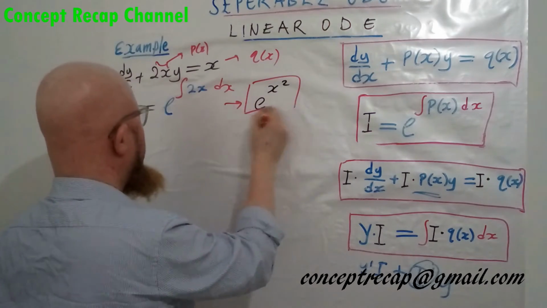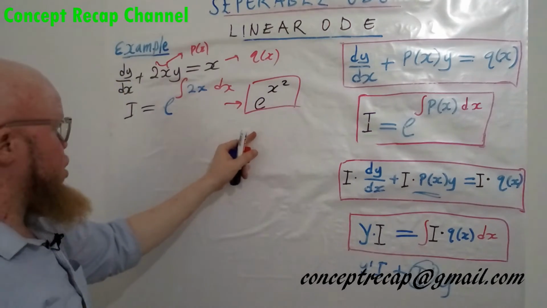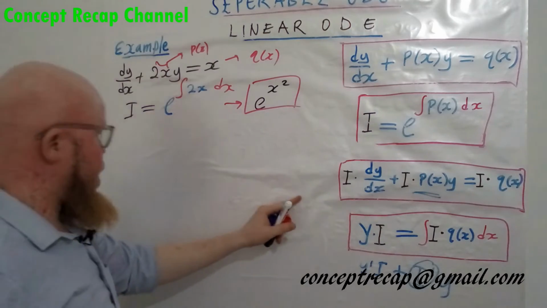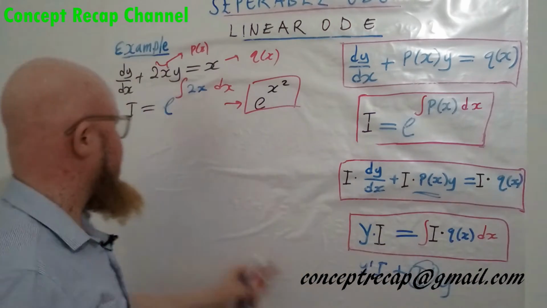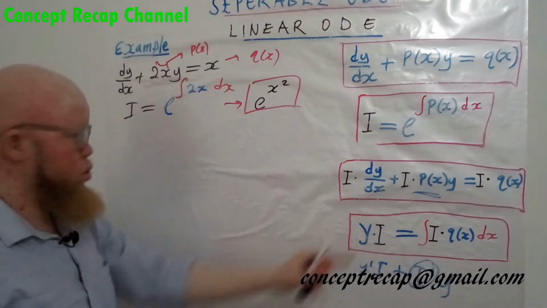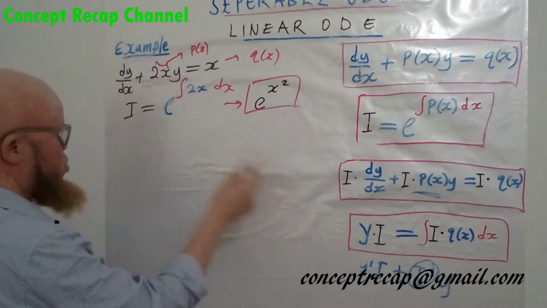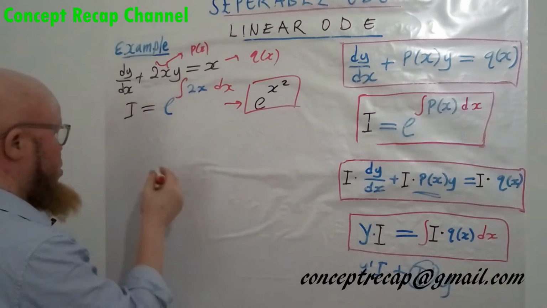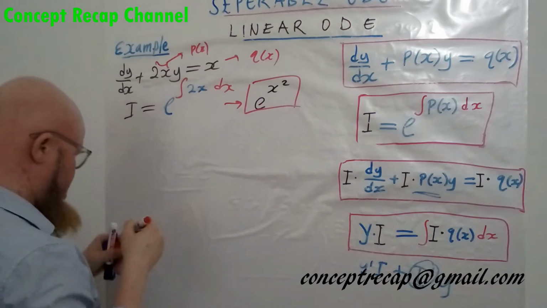Now, after you have done this, you go to the next step. You multiply throughout the equation. So you take this, you multiply throughout the equation. How are you going to do that? Then let's do it. Okay, let's do it like this.